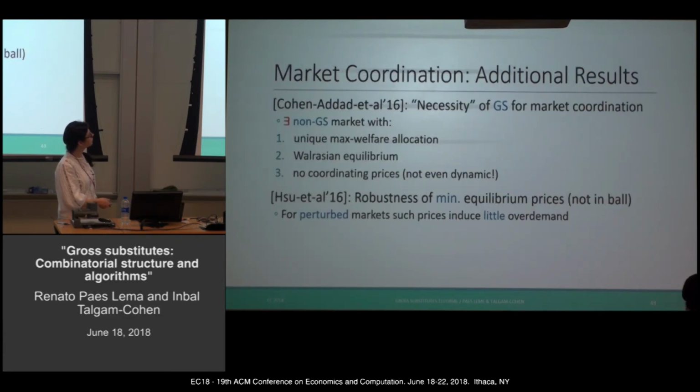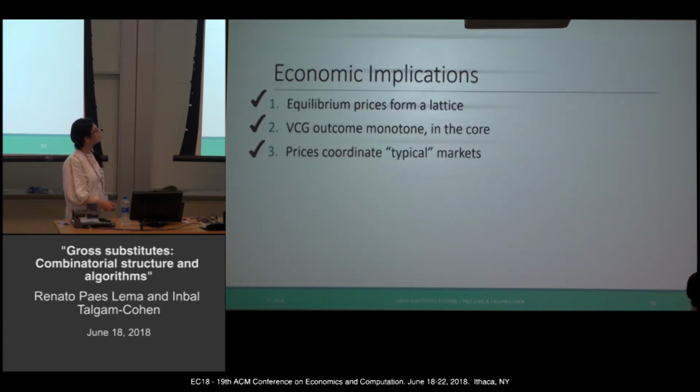Okay, so let me skip that slide. I think we're more or less happy with the three market design implications of GS. We saw that prices form a lattice. We saw that the VCG outcome is really nice when we have GS and not nice when we don't. And we saw that prices coordinate typical markets. This raised more questions, which is good because now I'm going to talk about more open-ended topics.